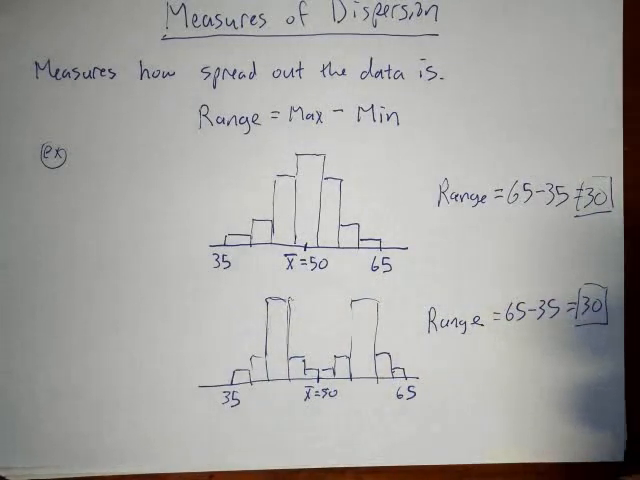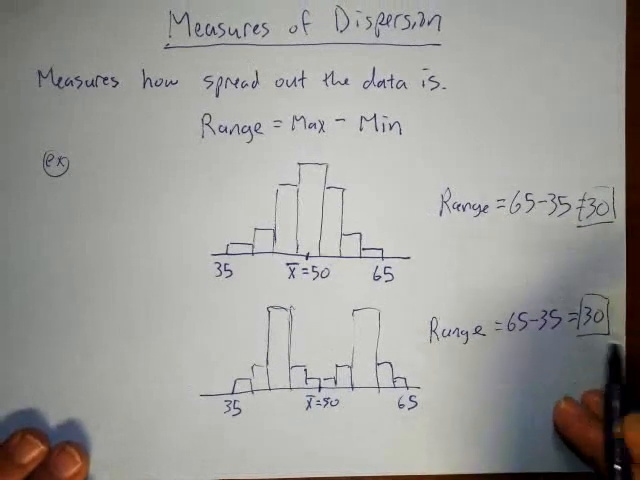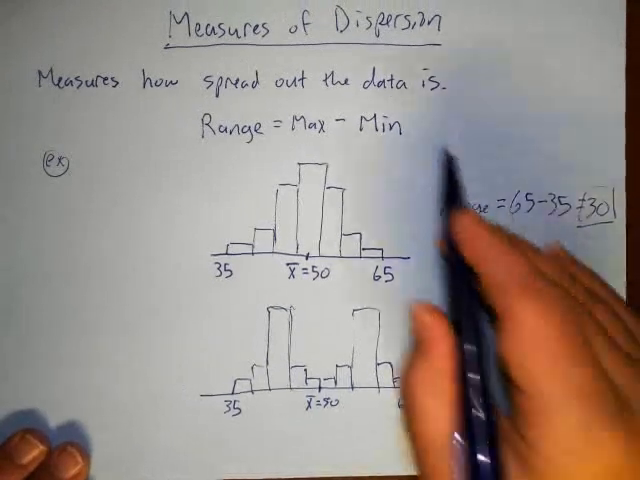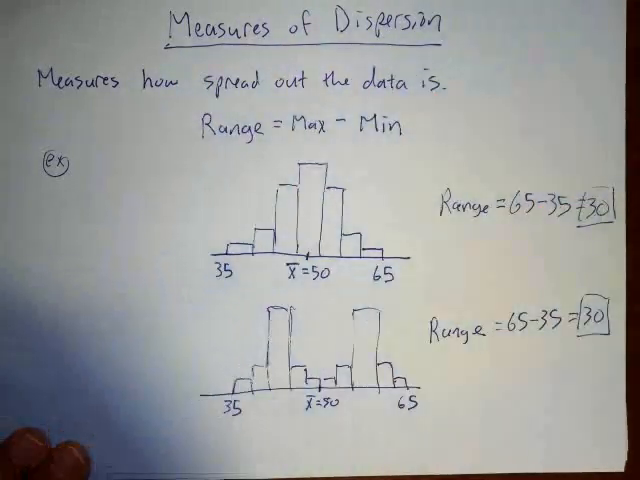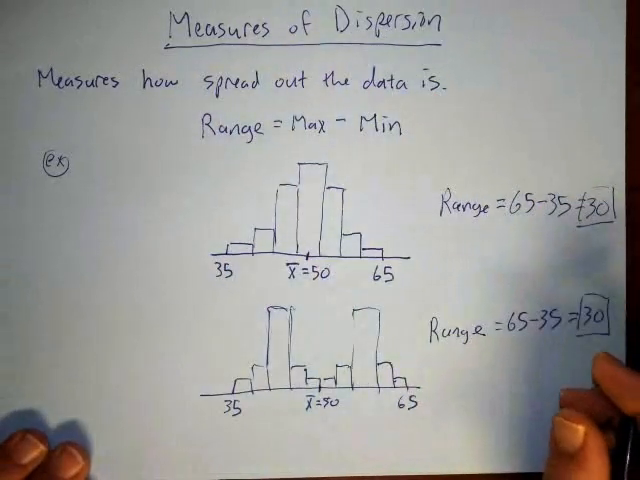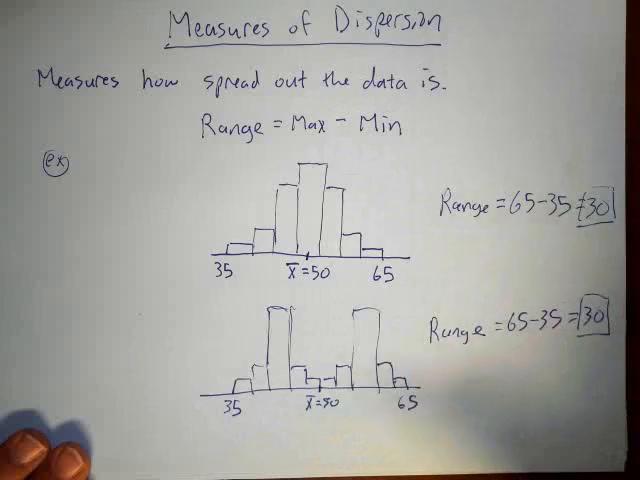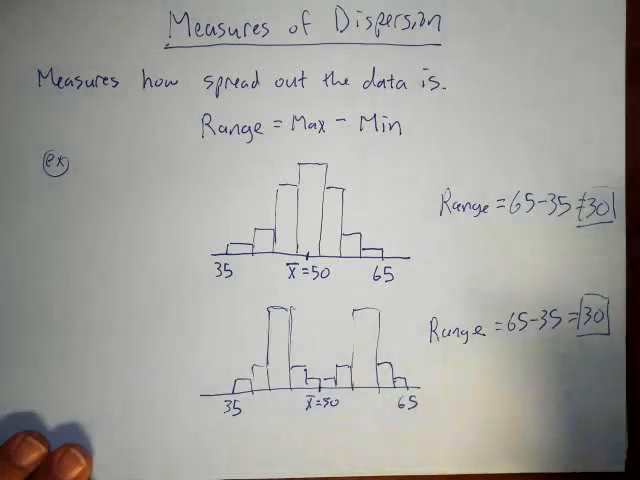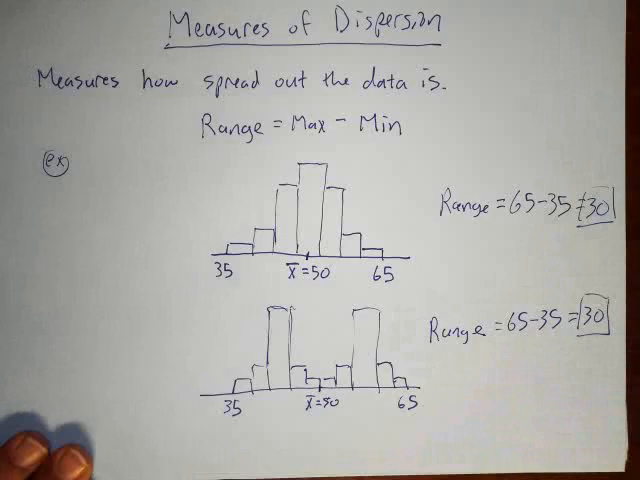So what we would like is a measure of dispersion. And I might end up calling it a measure of variation. A lot of textbooks call it measures of variation. So measures of dispersion and measures of variation mean the same thing. We would like a measure of variation that takes into account every value in the data set.